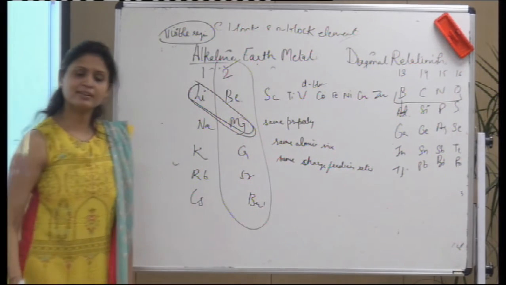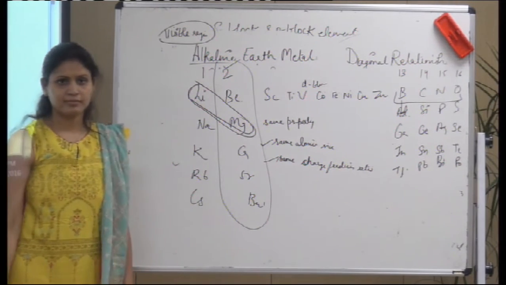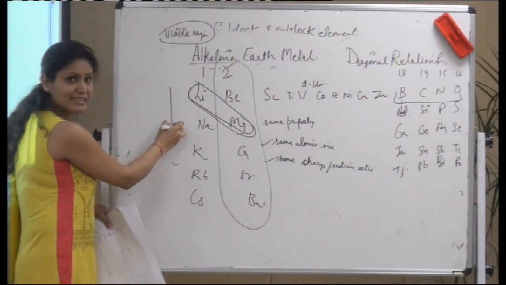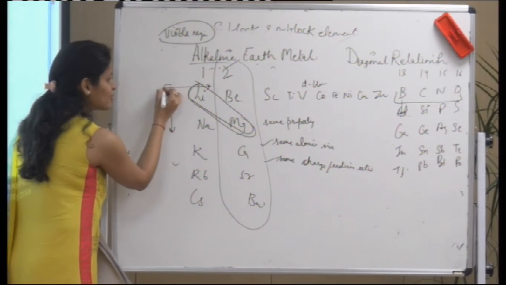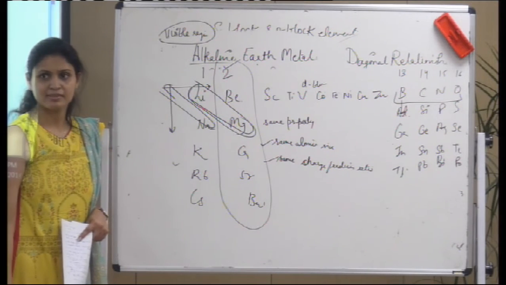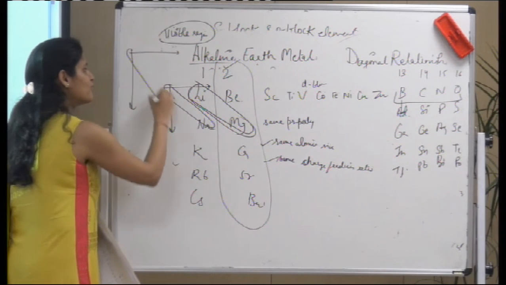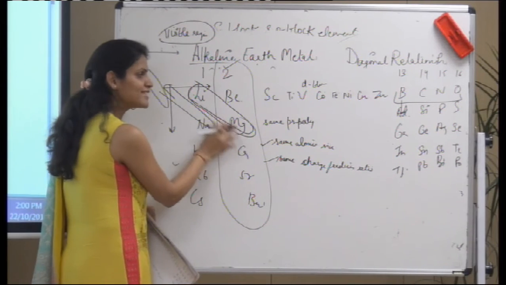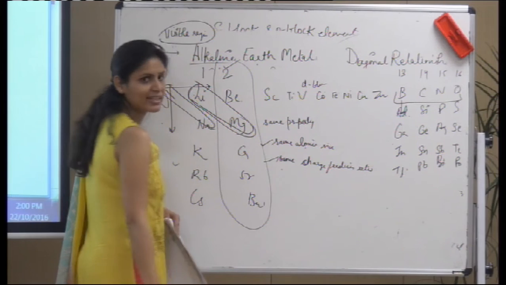Why is it that in the diagonal relationship they have these two parameters the same? Because down the group the atomic size increases, while across the period it decreases. Hence, if I go diagonally, it balances out. If in this direction it is increasing, in this direction it is decreasing. If I go midway, it would be balanced, and hence lithium and magnesium would have the same properties, having the same atomic size and the same charge to radius ratio.